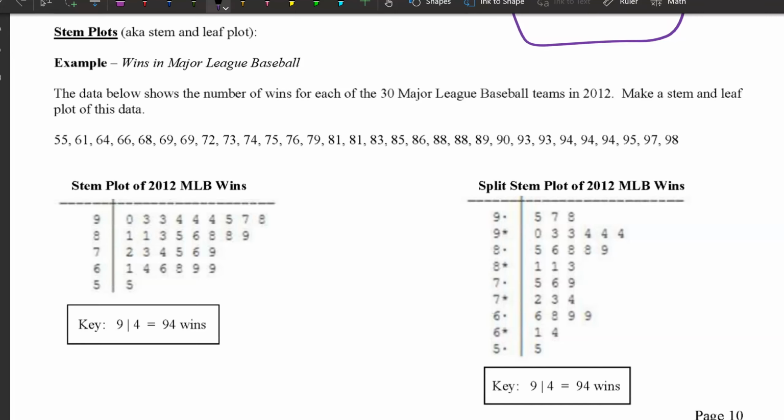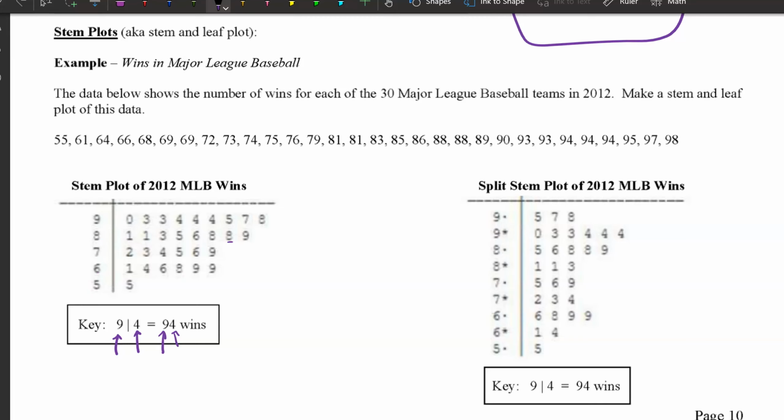So this is called the stem. The stem represents the tens place of the number of wins. This is called the leaf. That represents the ones place of the wins. So this would be 81 wins, that's one team, 85 wins, 88 wins, 68 wins, 69 wins, and it kind of gives you this picture.